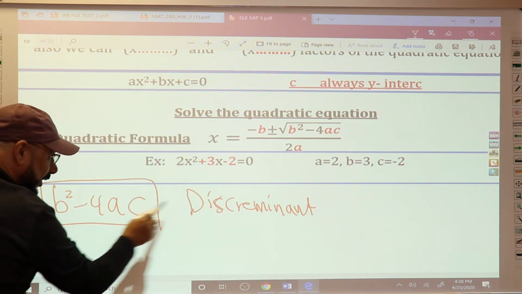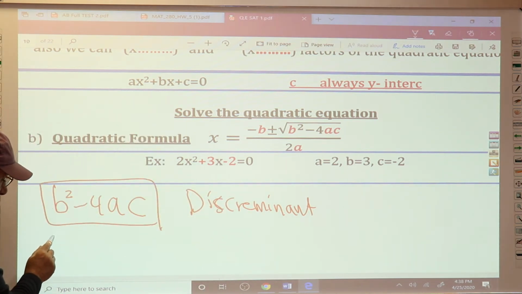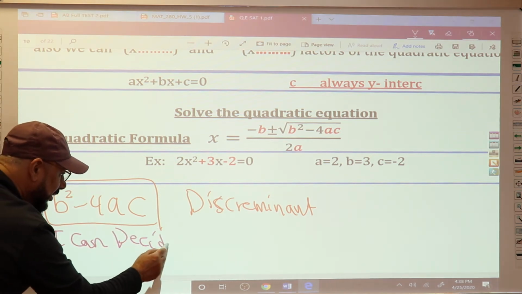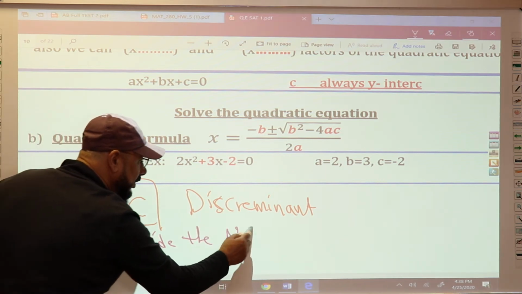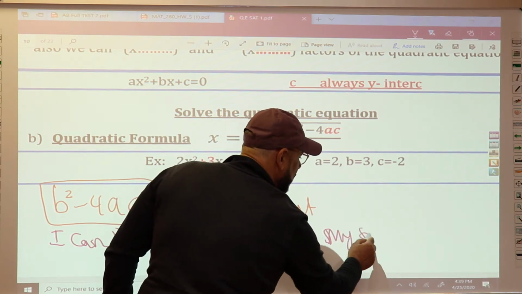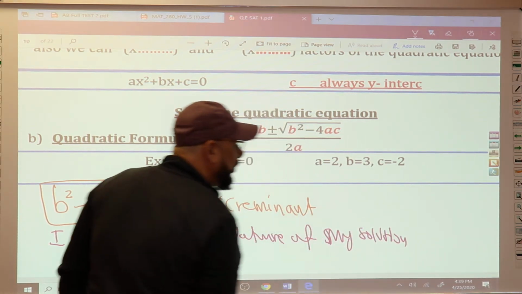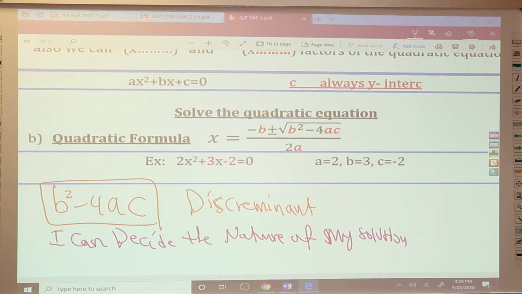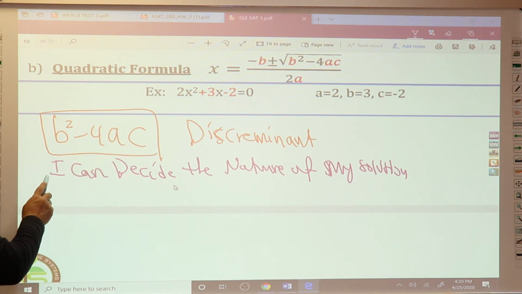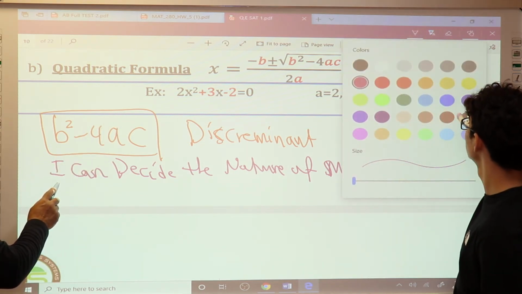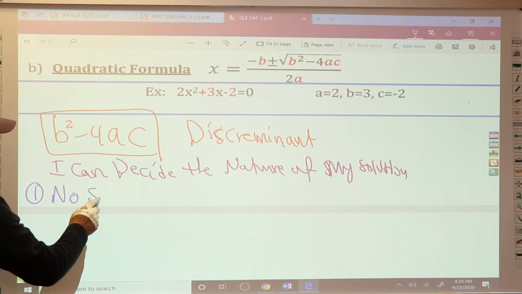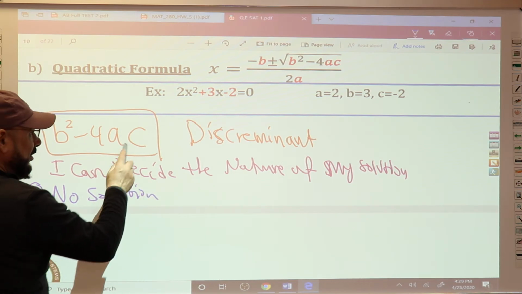This b squared minus 4ac, I can decide the nature of my solution. What do I mean by the nature of my solution? It could be no solution. Give me a different color, please. No solution, no solution.